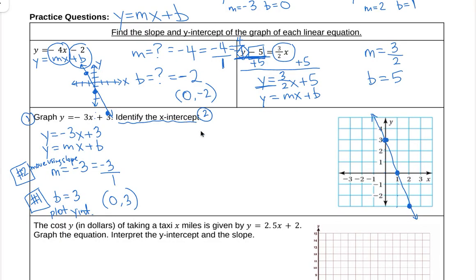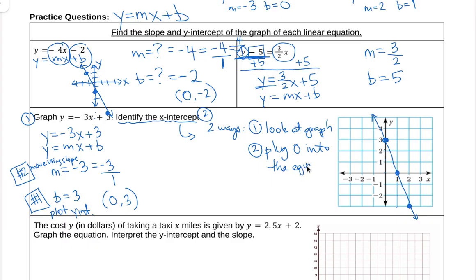The second part is identify the x-intercept. So there are 2 ways to do it. One would be to look at the graph. The second would be to plug 0 into the equation for y, because on the x-axis y is 0. So if we were to look at the graph, we would say that the x-intercept equals 1 and its coordinate point is 1, 0.